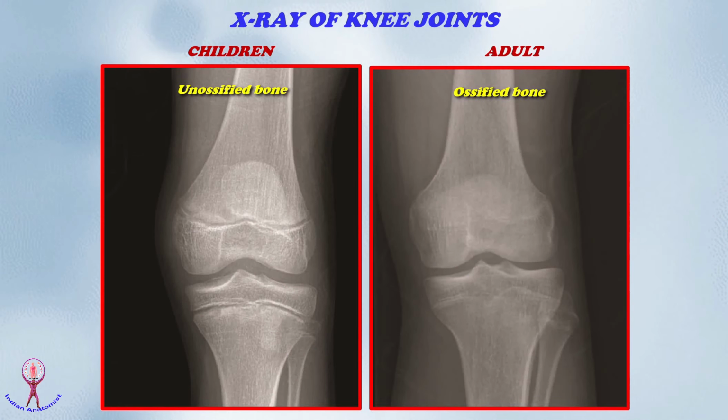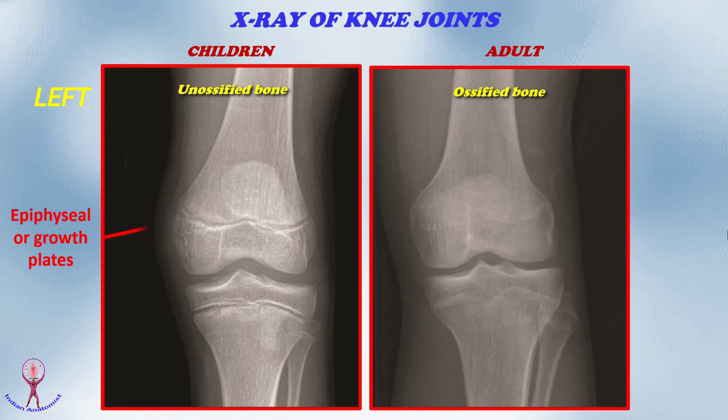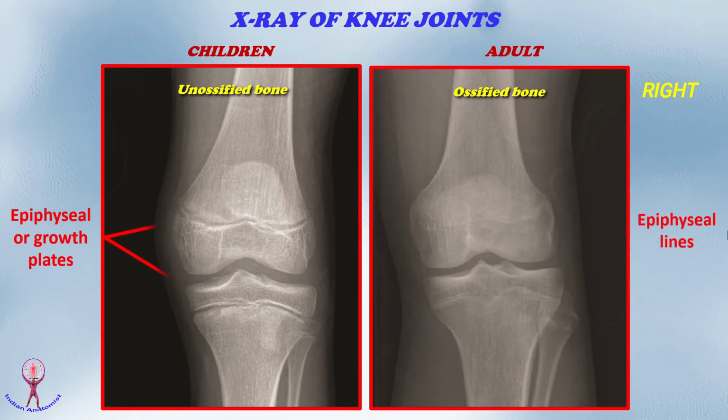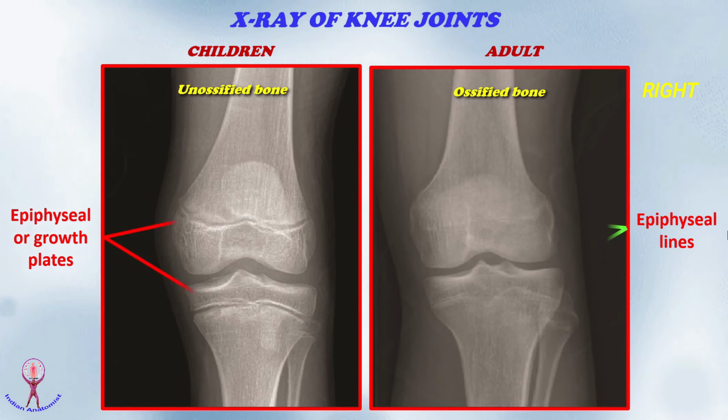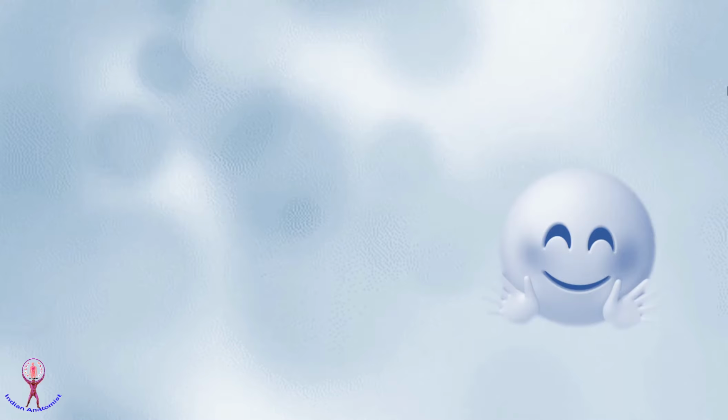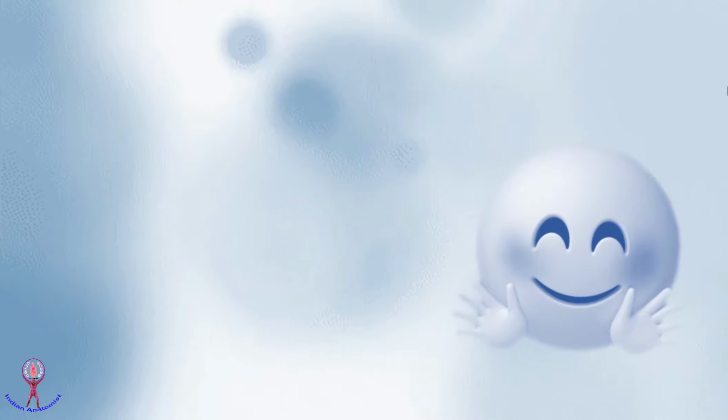Towards the left side, the X-radiograph image shows the unossified shaft, with separate metaphysis and epiphysis. The black color gap represents the epiphyseal plate. At the same time on the right side, in adults, the metaphysis and epiphysis are completely fused, and the epiphyseal plate is replaced by the epiphyseal line, a remnant of the growth plate. At this point, you all know about the parts of the long bones.